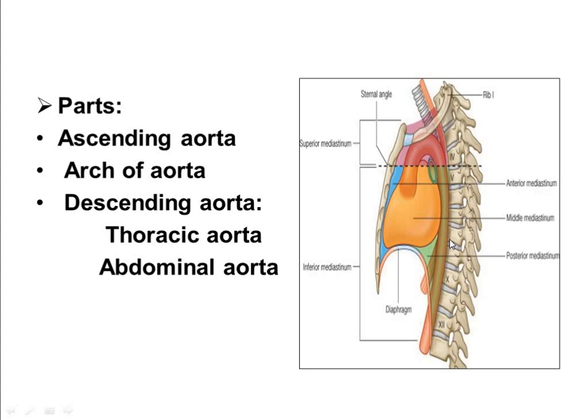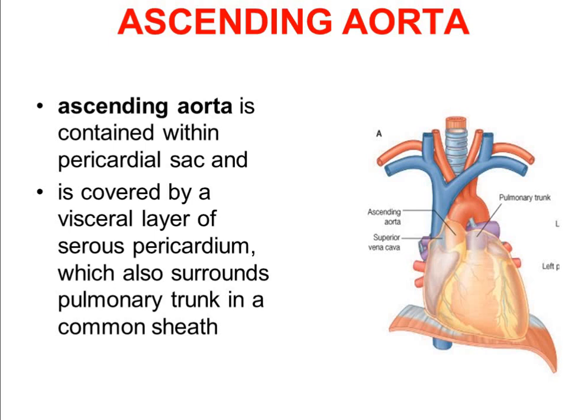So you can see that the thoracic part of the aorta is lying in three parts of the mediastinum: the middle mediastinum, the superior mediastinum with the arch of aorta, and the posterior mediastinum containing the descending thoracic aorta. Let's take these one by one. Ascending aorta. This is a ventral view of the heart, the sternocostal surface, with pericardium intact.